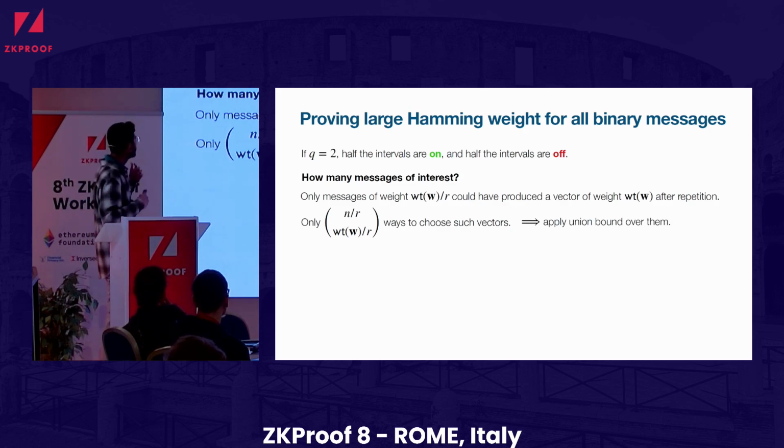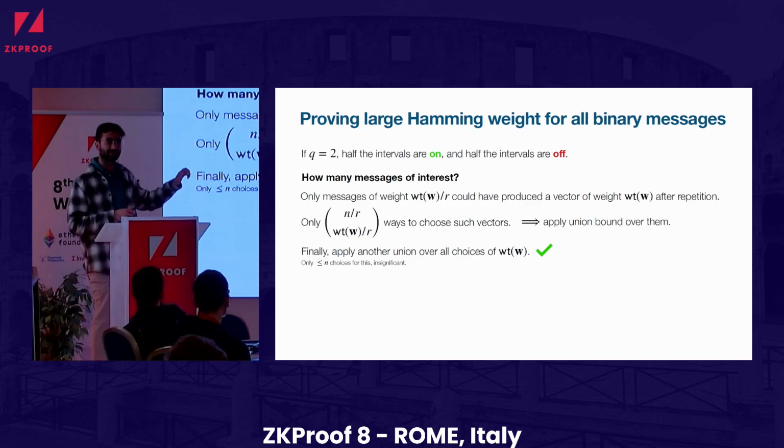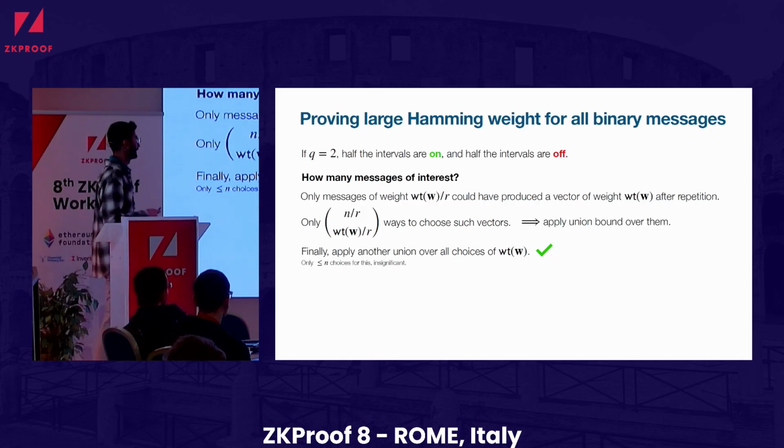And once you know how many messages you have, all you have to do is apply a union bound over them. Once you have applied that union bound, you need to then finally apply a union bound over all choices of the weight, and you're done. But the second union bound is somewhat insignificant because there are only n choices. And the real big number that you actually have to contend with is this N over R choose W over R.